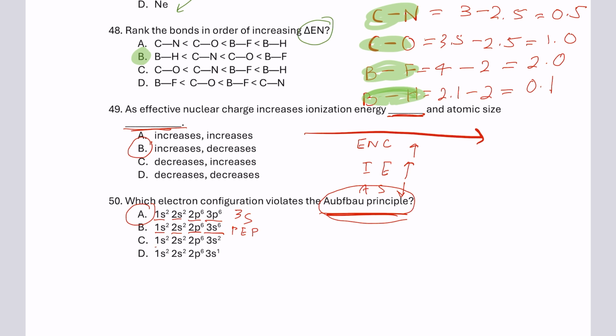C says 1s2, 2s2, 2p6, 3s2. This is a perfectly acceptable electron configuration. And then D says 1s2, 2s2, 2p6, 3s1. This is also a perfectly acceptable electron configuration. So the answer for problem 50 is A.